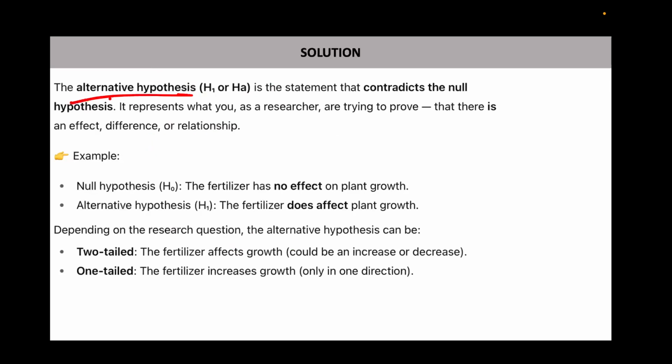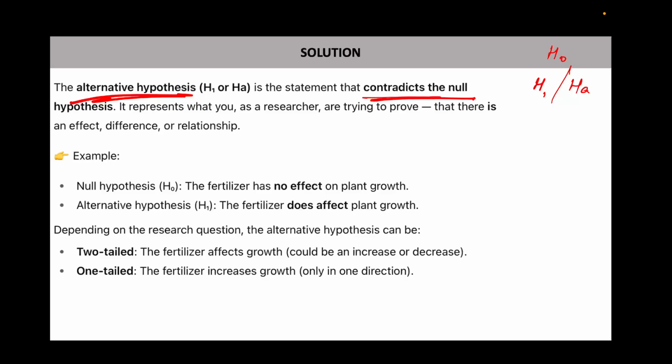Now the second one is the alternative hypothesis. The alternative hypothesis is written as either H1 or HA, while the null hypothesis is represented by H naught. The opposite statement of your null hypothesis will be the alternative hypothesis, so your alternative hypothesis statement will always contradict the null hypothesis.